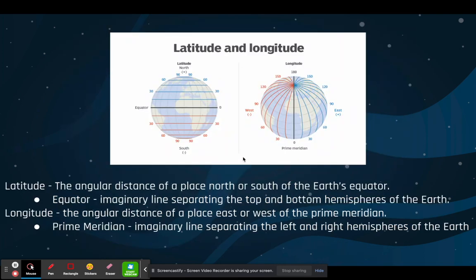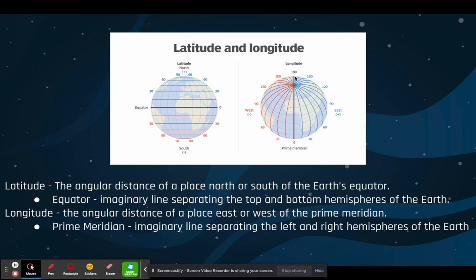Now let's talk about latitude and longitude really quickly. The equator obviously is dead center in the middle of the Earth between the North and South poles. It's an imaginary horizontal line. We use latitude and longitude to talk about locations on the Earth. Anything north of the equator is a positive degree. Anything south is negative. See, here's positive 30 on the latitude, negative 30.